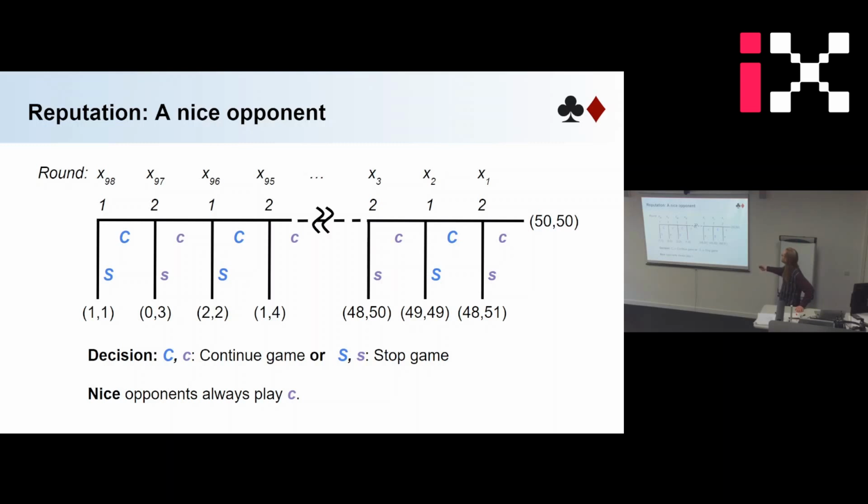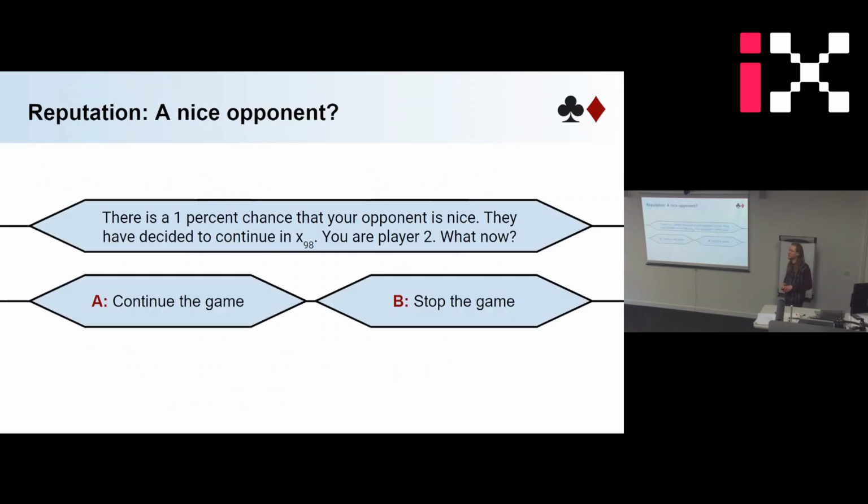We just started in the first round, and now it's the second round, and the first time you're allowed to choose. What should you do? Does player 2 also think 1% of people are nice? You are rational. You are not nice. You know you're not nice. You're rational.